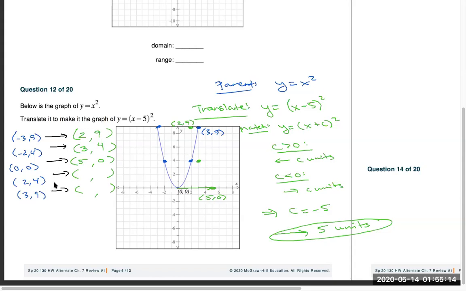Okay, and then let me be very careful here. So we have 2, 4. Let's watch it on the graph first. Here's the point. Move it over by 1, 2, 3, 4, 5 units. What's the x value there? 7. And the y value is 4. And then 3, 9, move it over by 1, 2, 3, 4, 5. What's the x value there? 8. What's the y value? Same, 9. Okay. So your translated parabola should be right here.